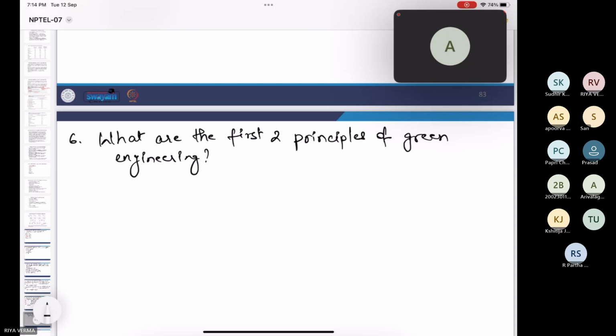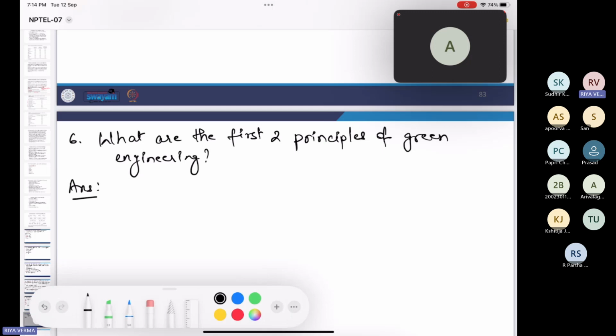B and D. B and D. Correct. So, I'll just write the answer, if anyone wants to refer to the notes.